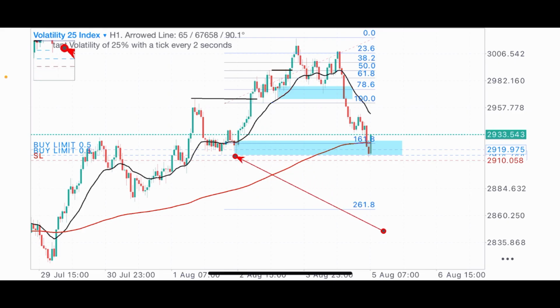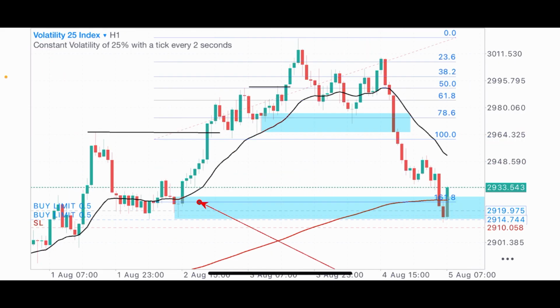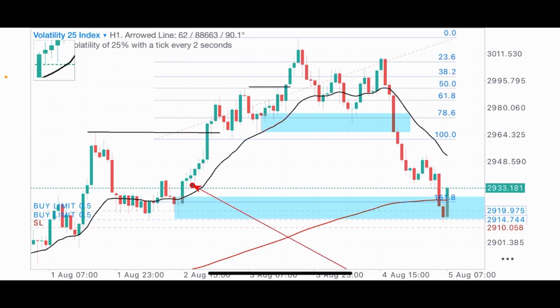You can see I plot my zone. This is the bearish candle, guys, and I plot my zone. So you wait for price to come back to this zone, then you take the buy.